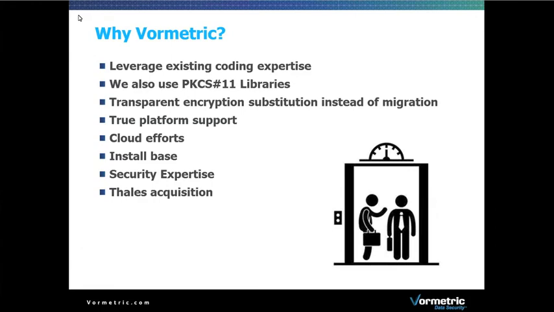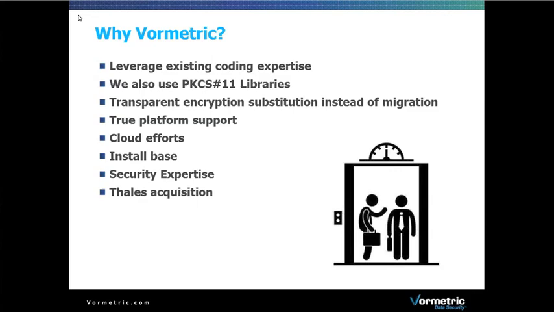Number one, continue to leverage the existing coding expertise that you have in-house. Vormetric also uses PKCS11 libraries, so the coding changes are very minimal. Another option is considering using our transparent encryption as a substitution versus migrating an application or a tokenized application over. Many customers will go this route to very quickly fill in the gap to get that data protected with access control and continue to raise security posture, all while continuing to rapidly deploy our app encryption and tokenization to migrate to our platform.